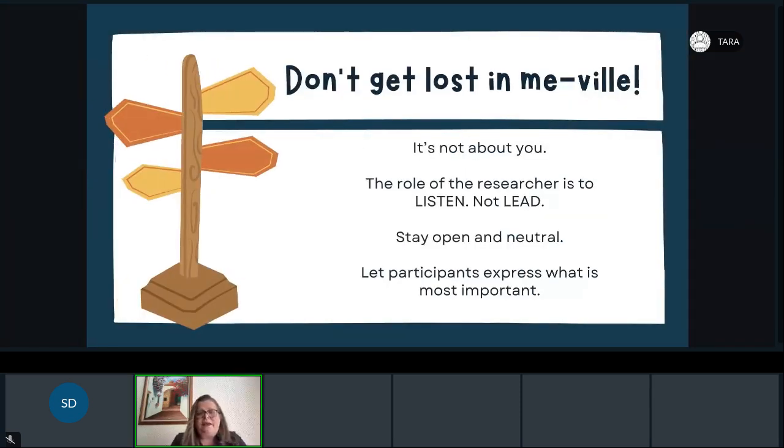And then this is just a reminder not to get lost in Meville, which is, it's not about you and what you expect and what you want the participants to say. Okay, it's like my former client who wanted participants to talk about how bad the legalization of marijuana was for businesses in Colorado. It's not about what you believe necessarily, okay? The role of the researcher is to listen, not to lead. So stay open, stay neutral, and let participants express what's most important.